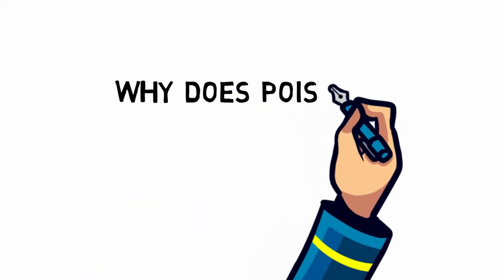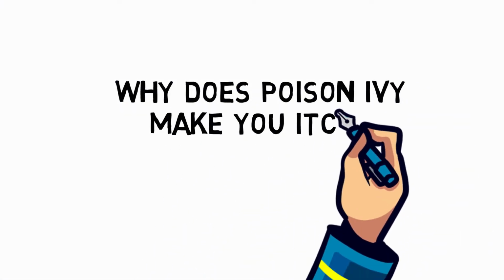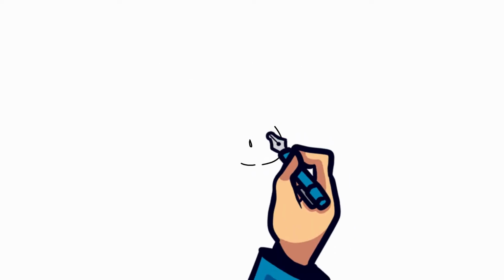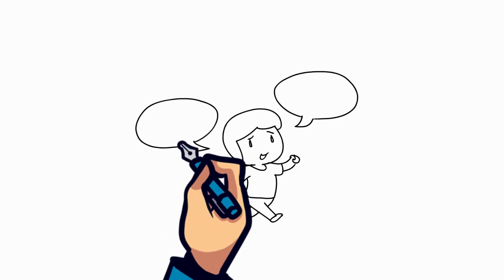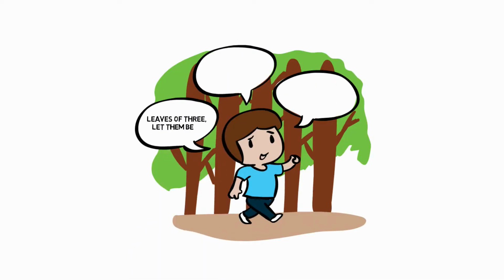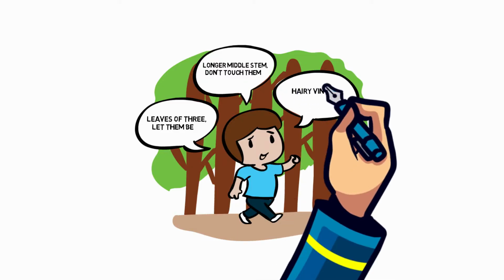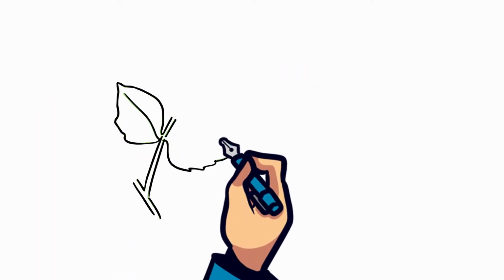Poi, let's think. Today we answer the question, why does poison ivy make you itch? When working with plants or going for a hike in the woods, you should remember these sayings. Leaves of three, let them be. Longer middle stem, don't touch them. And hairy vine, no friend of mine. All these sayings are to help remind us to be wary of a specific plant, poison ivy.